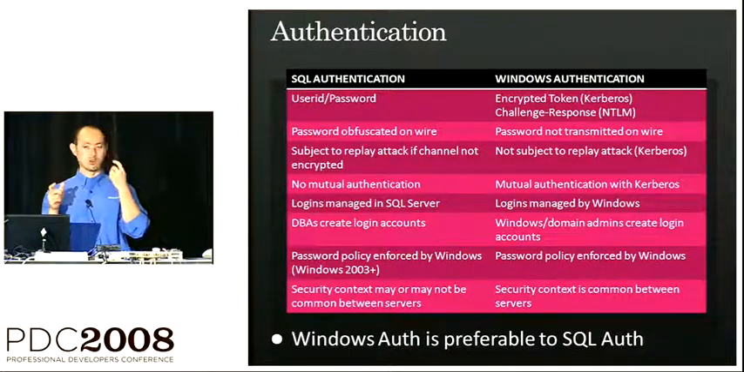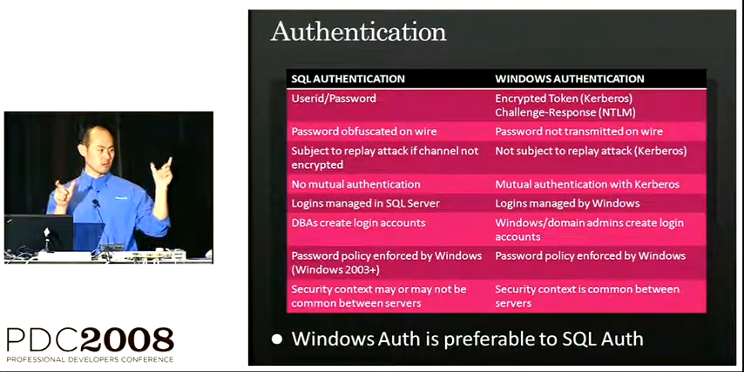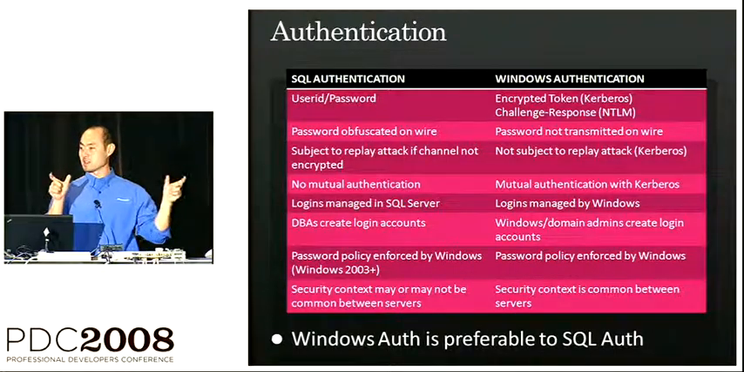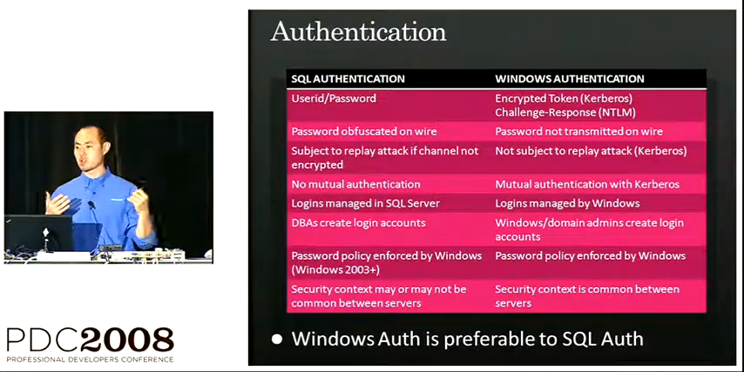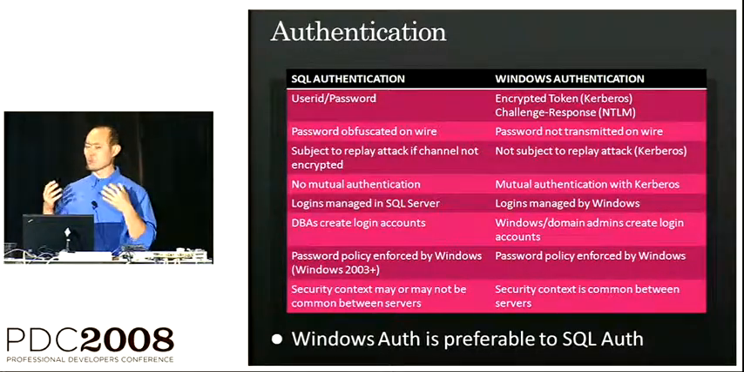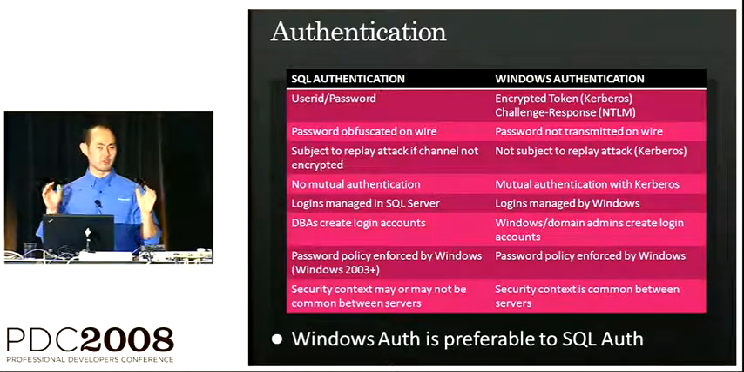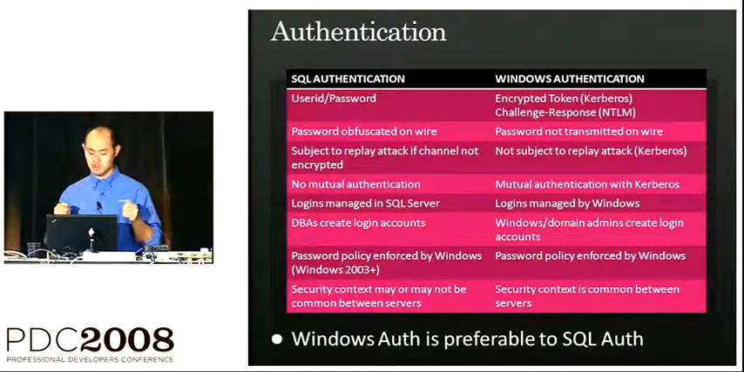Whereas if you have Windows domain user Bob on server A and server B, then they're necessarily the same user because they're coming from the same set of credentials. Okay, so using Windows Auth, I'm saying, is one way of actually persisting the identity across different servers.